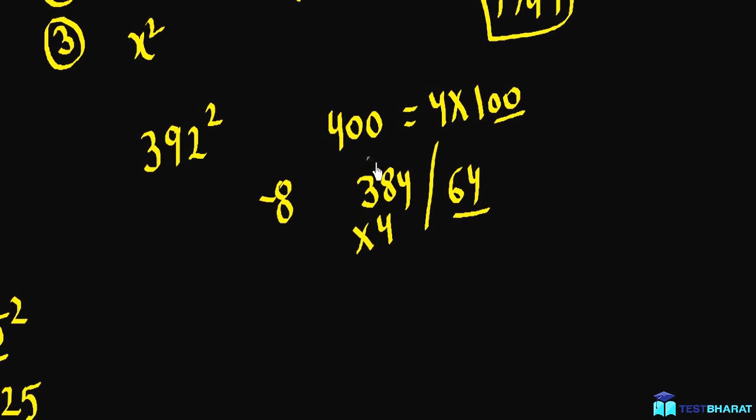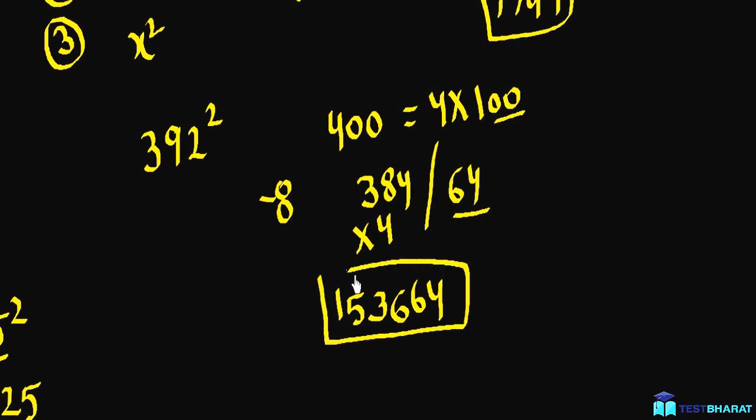So I have to multiply 384 into 4, and then I'll get the answer. So 384 into 4: 4 into 4 is 16, 6 and 1 is carried forward. 4 into 8 is 32, 32 plus 1 is 33, 3 is carried forward. 4 into 3 is 12, 12 plus 3 is 15. So 153664. So this will be my answer.